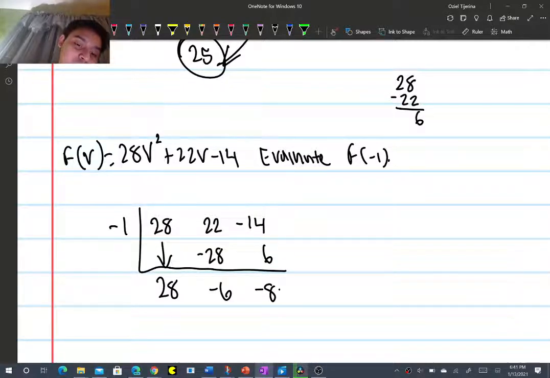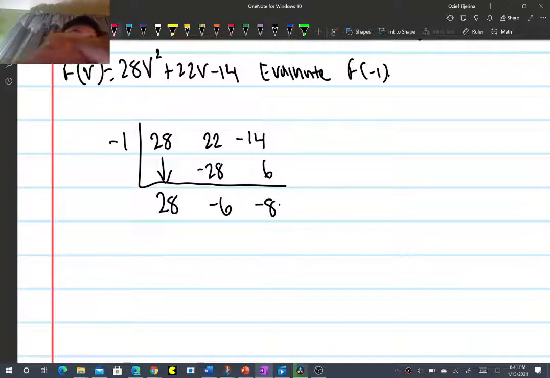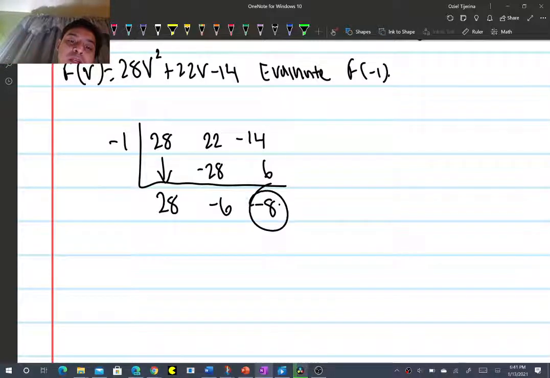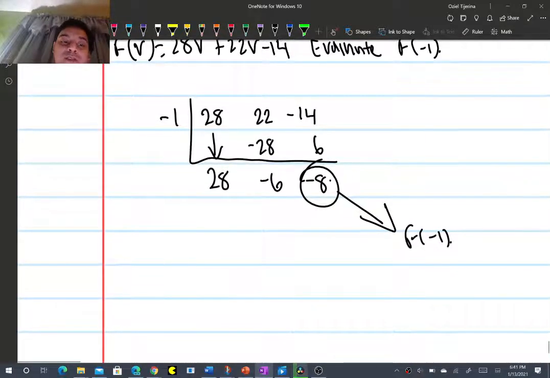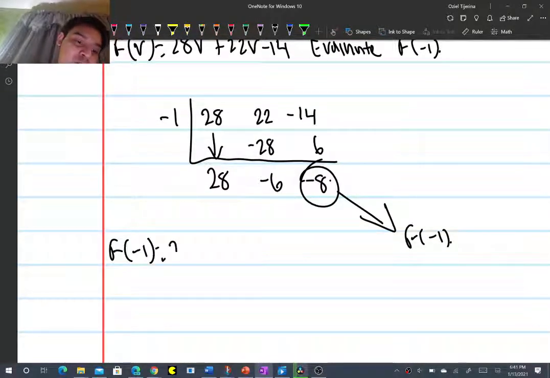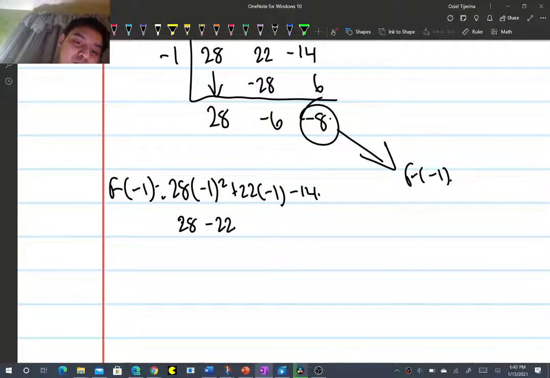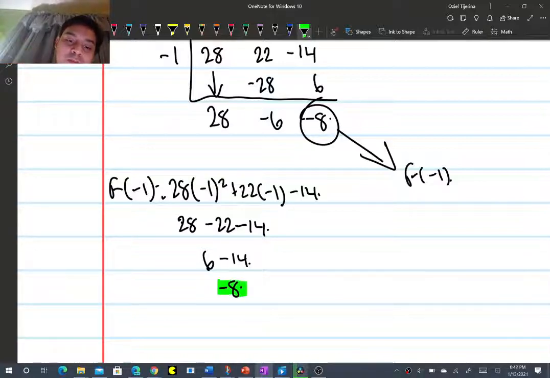This is negative 8. And like I said in the previous example, this would be your answer for f of negative 1. And again, I can verify this if you really want me to. f of negative 1 equals 28 times negative 1 squared plus 22 times negative 1 minus 14. This is 28 minus 22 minus 14. This is 6 minus 14, which is negative 8. So as you can see, they are the exact same number.